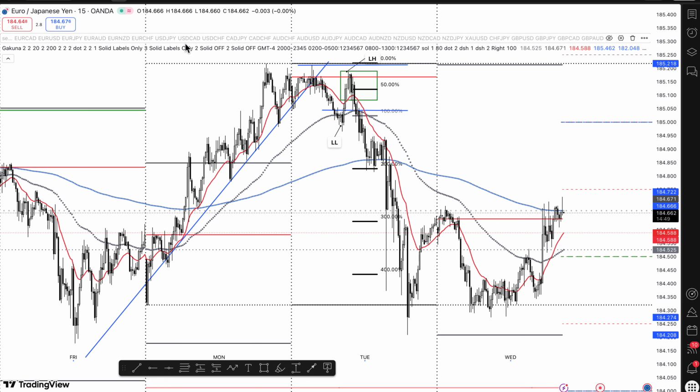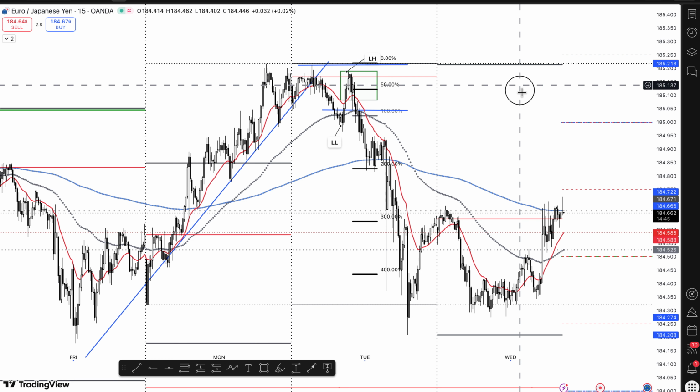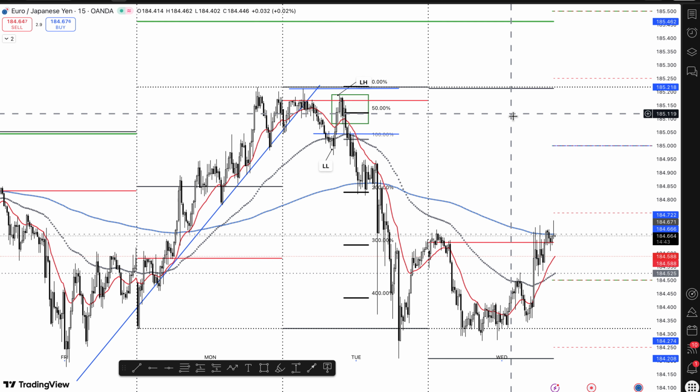Okay, now when we talk about the balance concept by Jim Dalton, what is balance? When the opening range is formed, are we trading outside of the opening range? Are we trading inside of the opening range? I gave a signal on the Euro JPY on Tuesday to sell the Euro JPY.